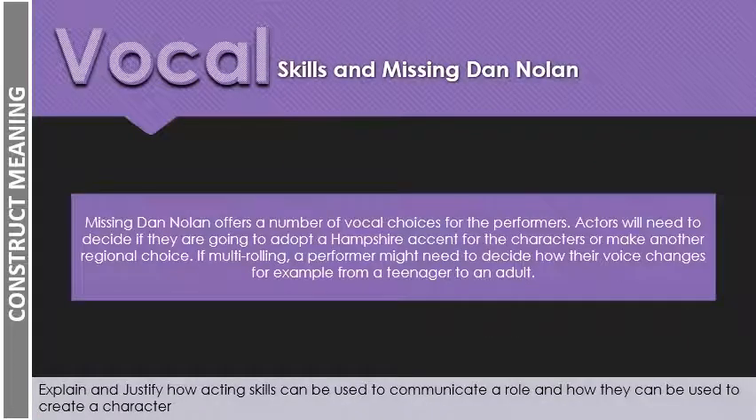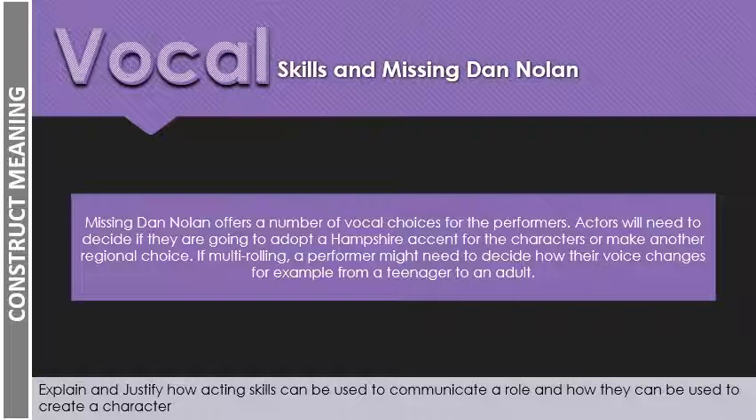So Missing Dan Nolan offers a number of vocal choices for the performers. Actors will need to decide if they are going to adopt a Hampshire accent for the characters or make another regional choice. If multi-rolling, a performer might need to decide how their voice changes, for example, from a teenager to an adult. When we're talking about accents, say for example a Hampshire accent, because you're only writing about this play, you don't necessarily need to describe what a Hampshire accent sounds like. A Hampshire accent would be perfectly suitable in the way you're writing it like that.